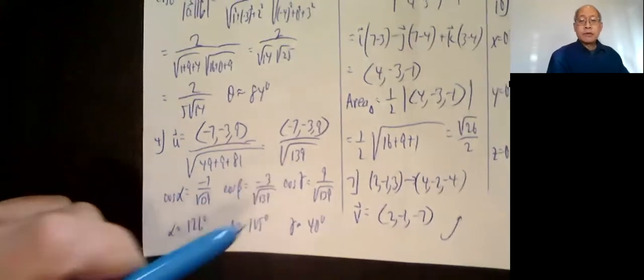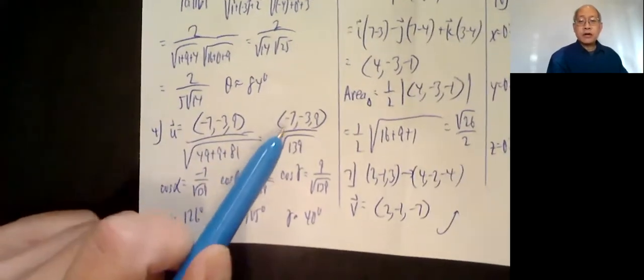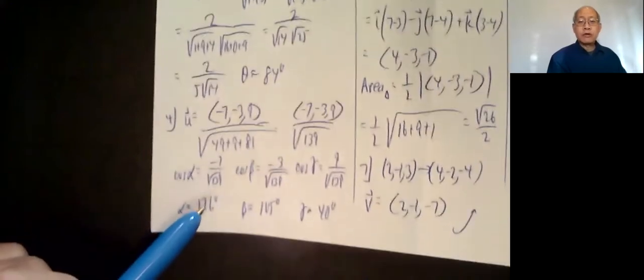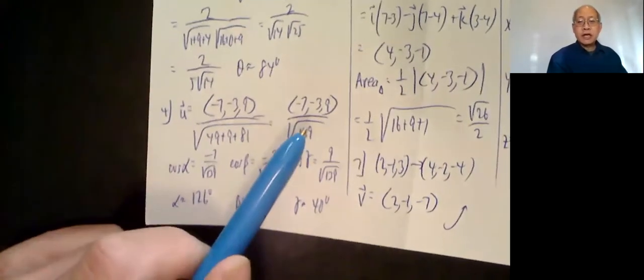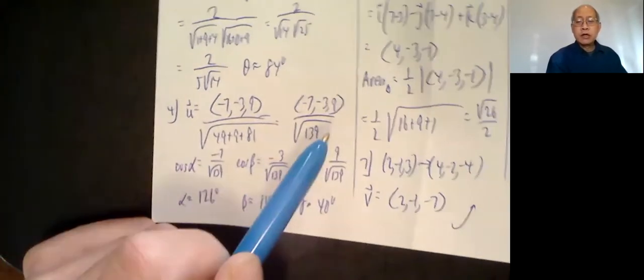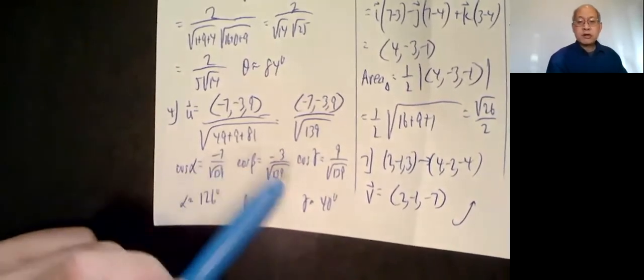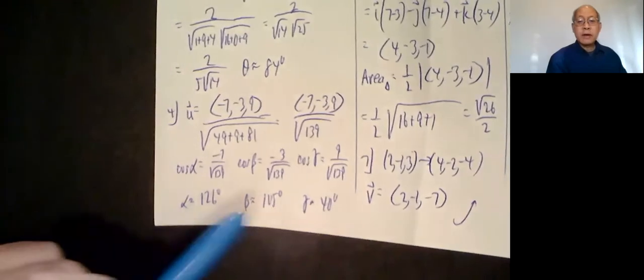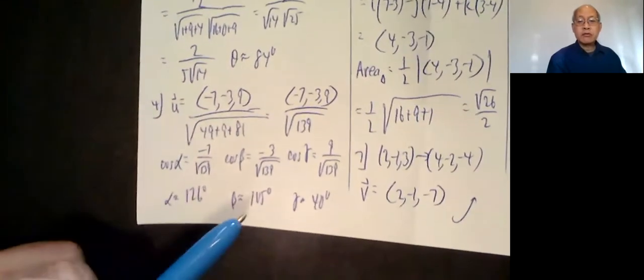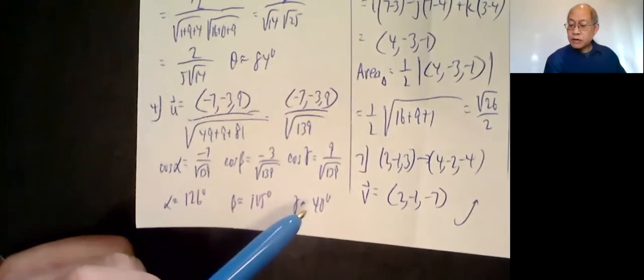So that means the cosine of alpha is negative 7 over radical 139. Cosine of beta is negative 3 over radical 139. Cosine gamma is 9 over radical 139. Hit inverse cosine of all these, and alpha, beta, and gamma are 126 degrees, 105 degrees, and 40 degrees to the nearest degree.